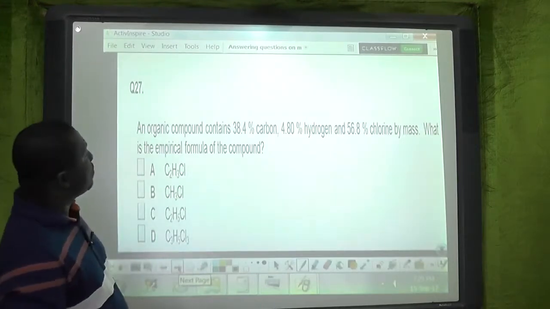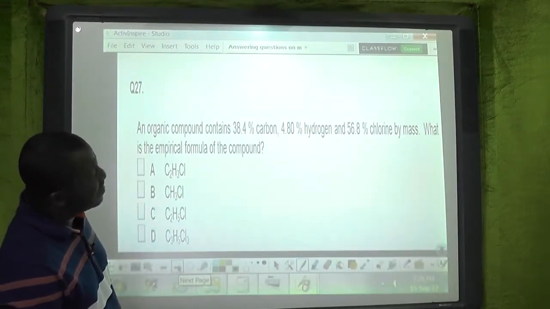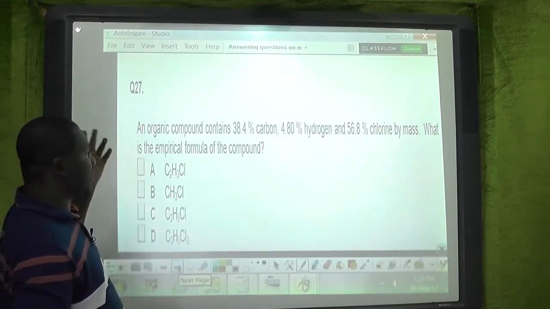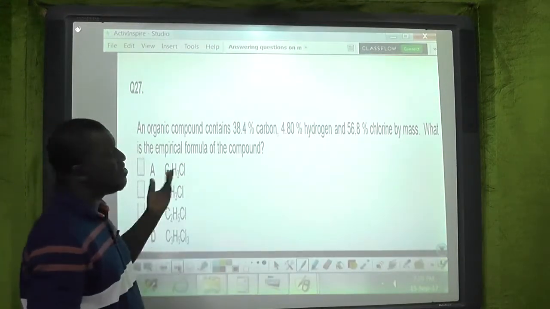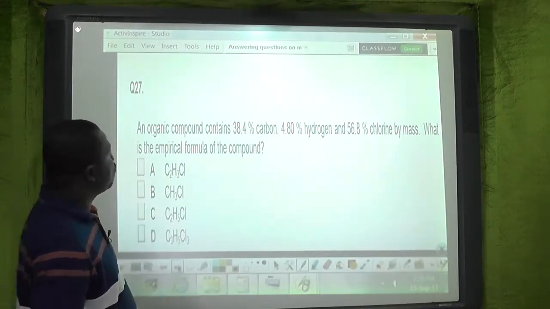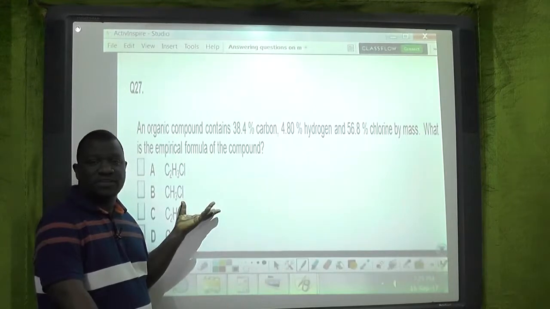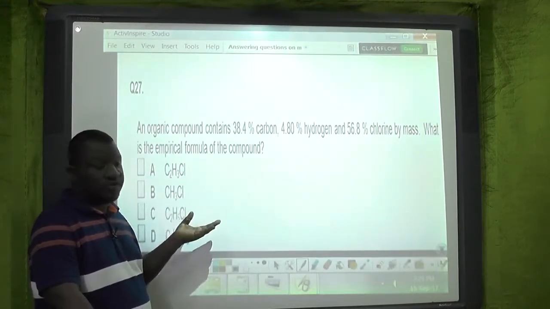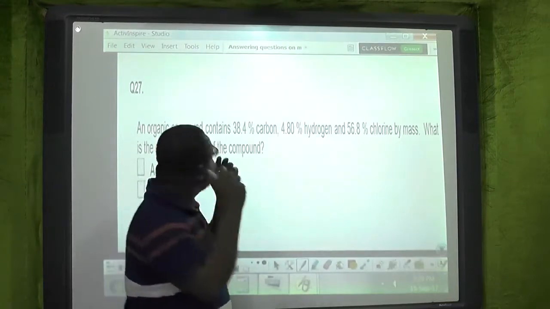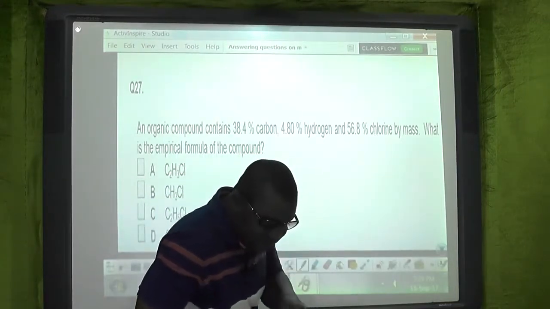An organic compound contains these, and these. Chlorine by mass. What is the empirical formula of the compound? Of course, this is easy. We can't continue to do this. You should be able to solve this. Try your hand on this one. If you are unable to solve it, let us know. It's as easy as ABC. And what's the final answer? 27.